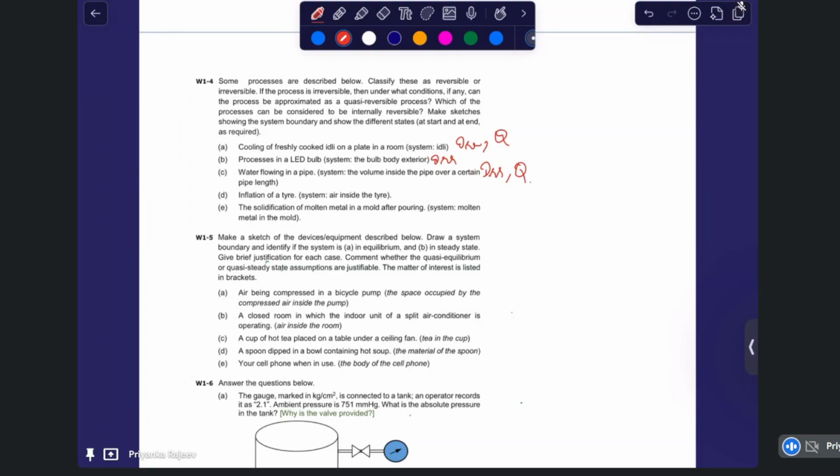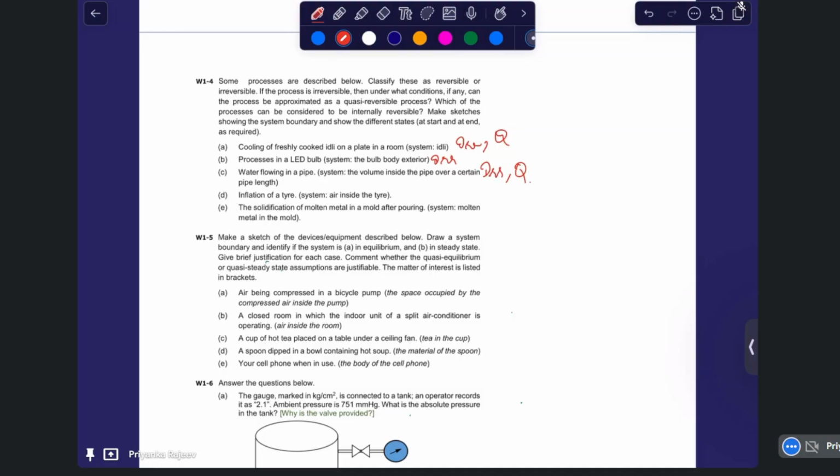Inflation or deflation, if you are using an electric pump to pump the air inside, that is a very fast process. So you will see a lot of heat dissipation happening when you touch the tire or that area. You can see a bit of heating up, and also the flow of air will be turbulent. So again there will be frictional losses. So that is irreversible.